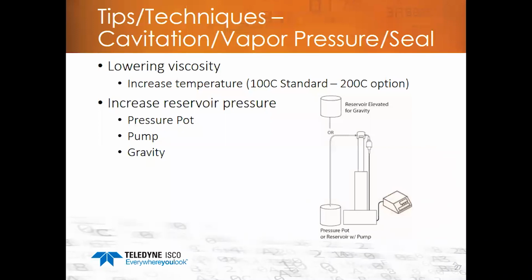Also, another technique is to increase the reservoir pressure by using a pressure pot. That is, by placing your reservoir into a container and pressurizing that container with an air source. Or you could even place a secondary pump on the inlet. Another technique is placing the reservoir above the pump, as shown in the drawing to the right, and using gravity as an assist.